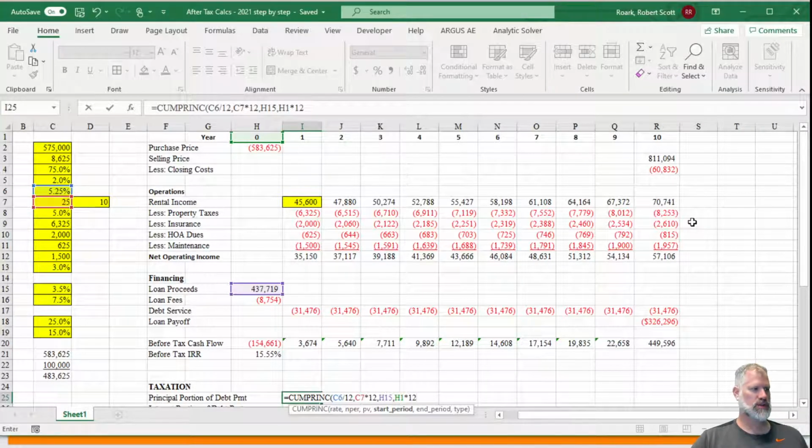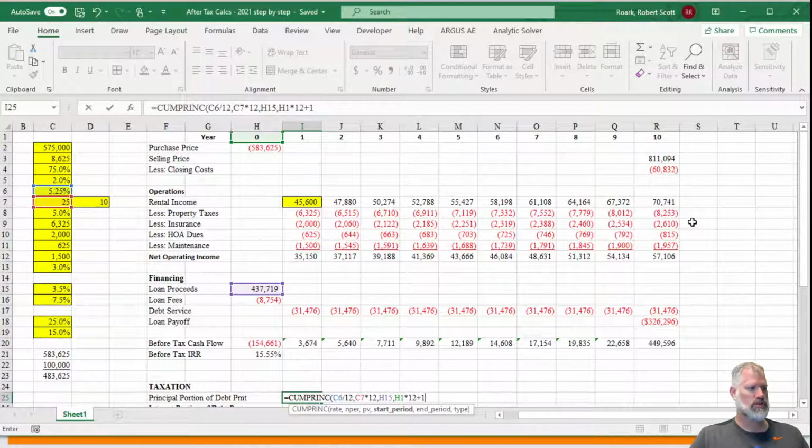And of course, 0 times 12 is 0, but I'm going to add 1 to it, and that gives me the resulting piece is going to be a 1. And hopefully it'll become apparent to you when I copy this formula across. If I'm looking at the period from year 1 to year 2, my beginning month would be month 13, and my ending month would be month 24.